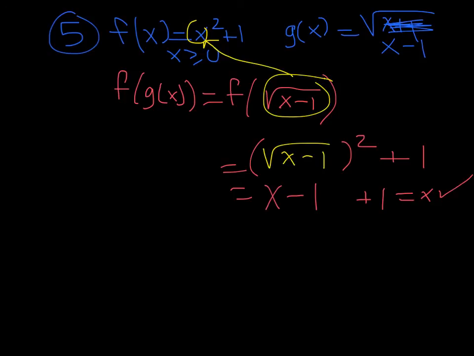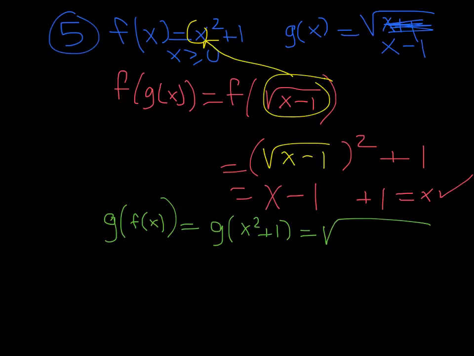So we're halfway there. Now you need to do the same thing, but you have to do g of f of x. So f of x is x squared plus 1. You can ignore that x is greater than or equal to 0 for now. That's not going to make much of a difference in the end. So we have g of x squared plus 1. We're going to substitute the x squared plus 1 into the x in the g equation. So we end up putting in x squared plus 1.